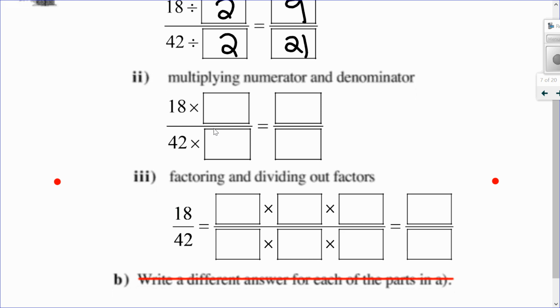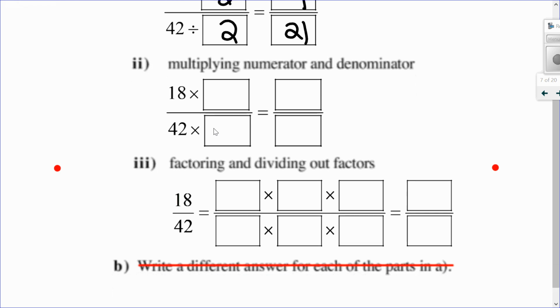We can also create equivalent fractions by multiplying numerator and denominator by the same number. So let's say we do that by 2. So 18 times 2 is 36, 42 times 2 is 84. So these fractions are equivalent.